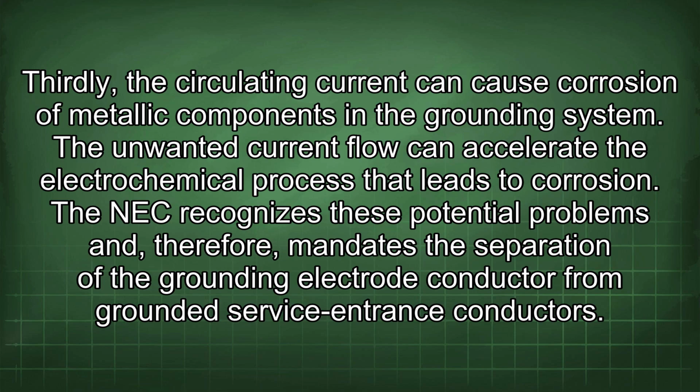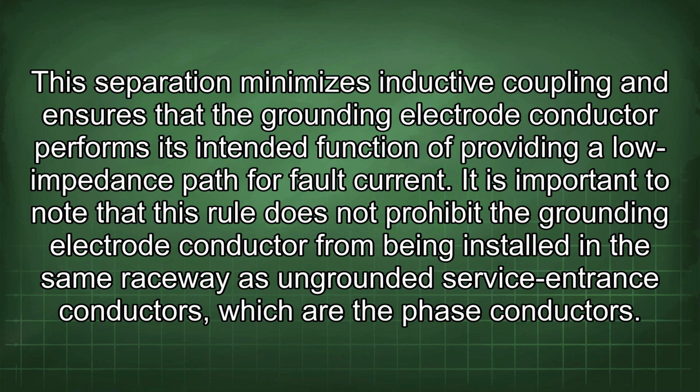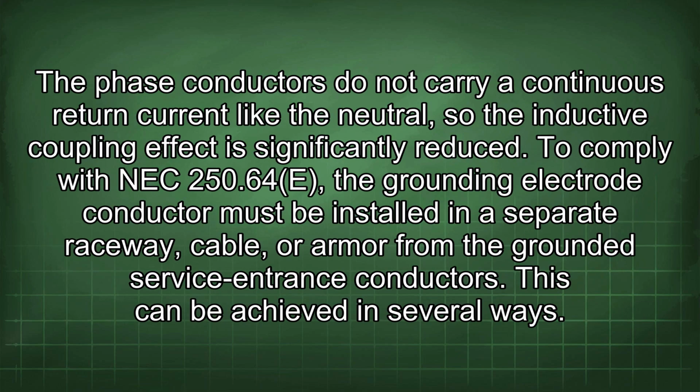The NEC recognizes these potential problems and, therefore, mandates the separation of the grounding electrode conductor from grounded service entrance conductors. This separation minimizes inductive coupling and ensures that the grounding electrode conductor performs its intended function of providing a lower impedance path for fault current. It is important to note that this rule does not prohibit the grounding electrode conductor from being installed in the same raceway as ungrounded service entrance conductors, which are the phase conductors. The phase conductors do not carry a continuous return current like the neutral, so the inductive coupling effect is significantly reduced.